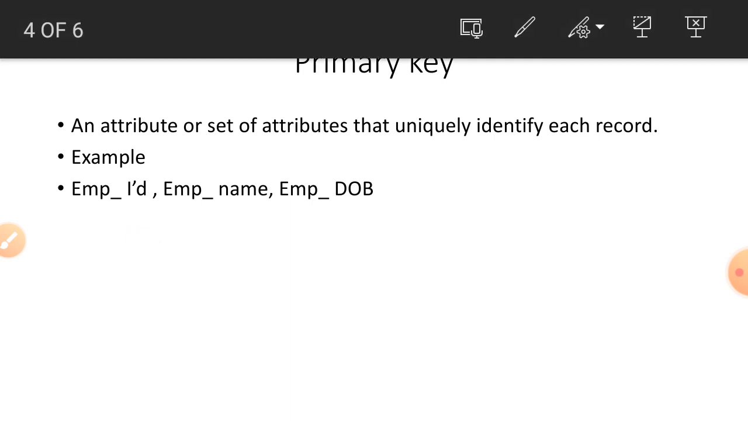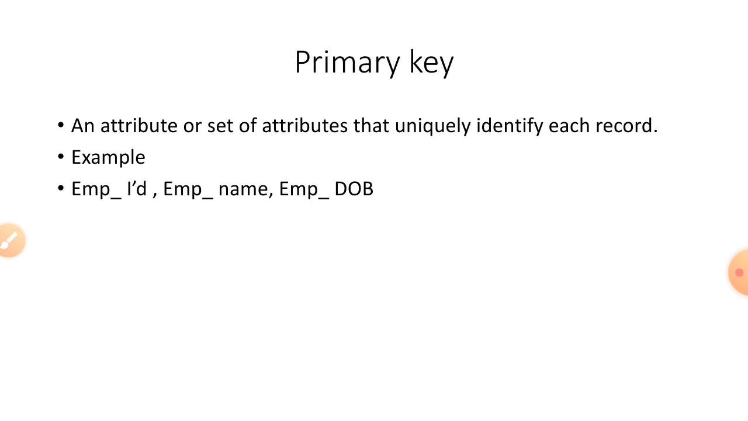There are also many other things that we must keep in mind for the primary key, like a relation can have only one primary key. A relation can have only one primary key.